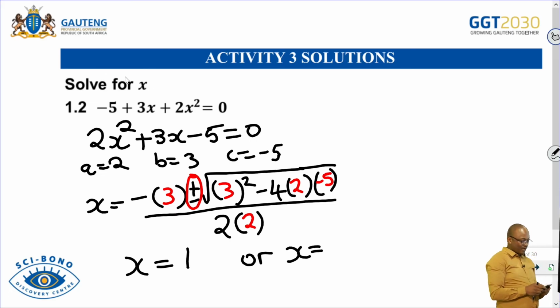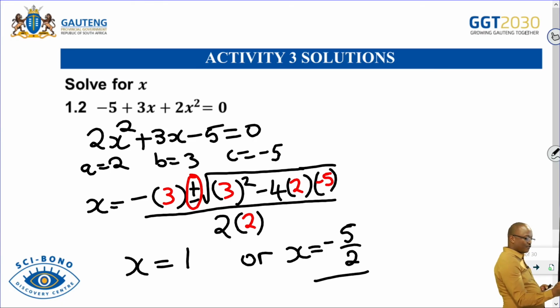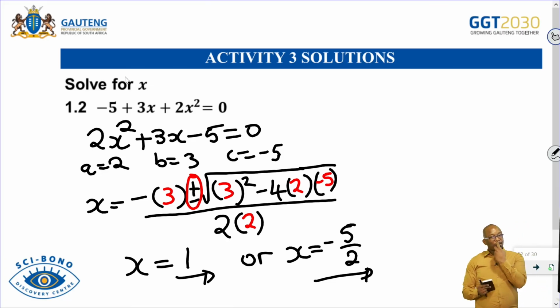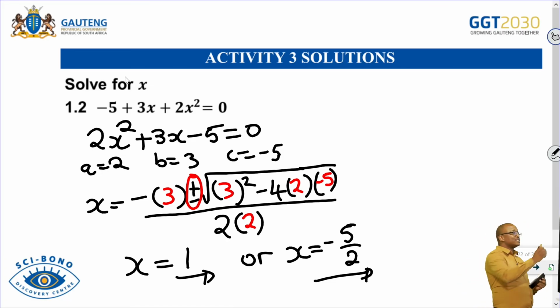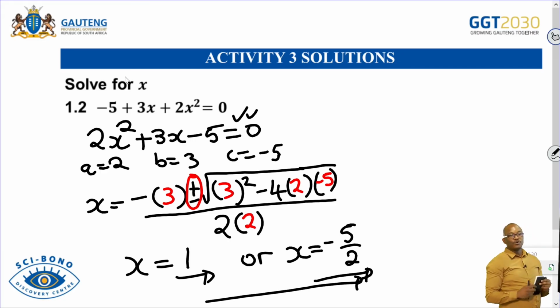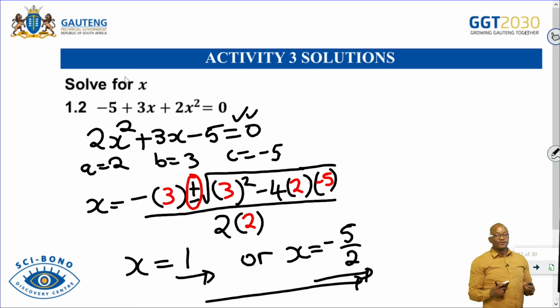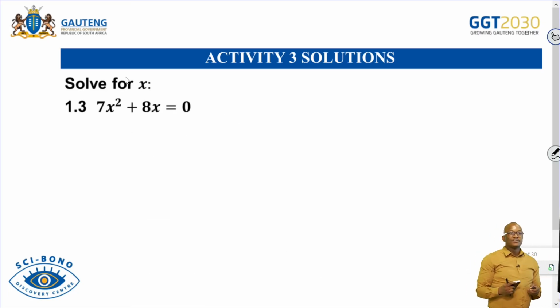Then when you are done, we go and change our sign there from negative to positive, or from positive to negative. Then the other one, we're going to have -5 over 2. So that's how we use our quadratic formula. Remember, these ones, you can still factorize them, but you can also still use your quadratic formula. Are we together? Then now we move forward.